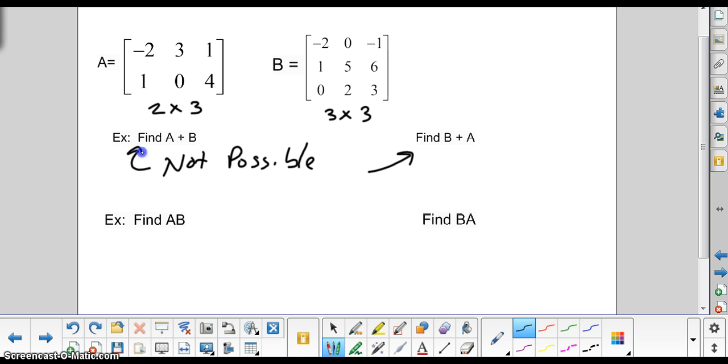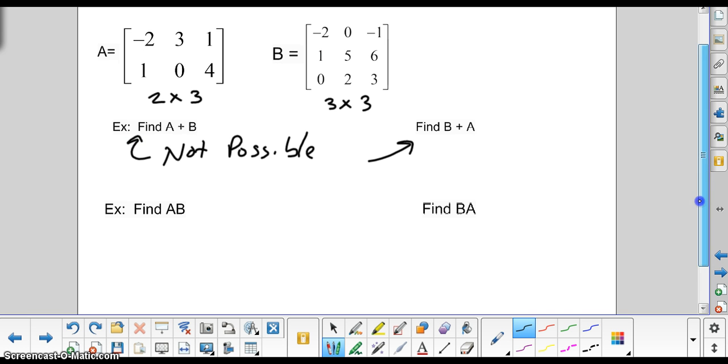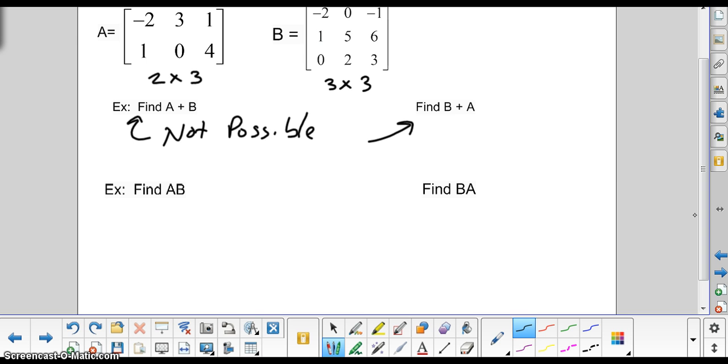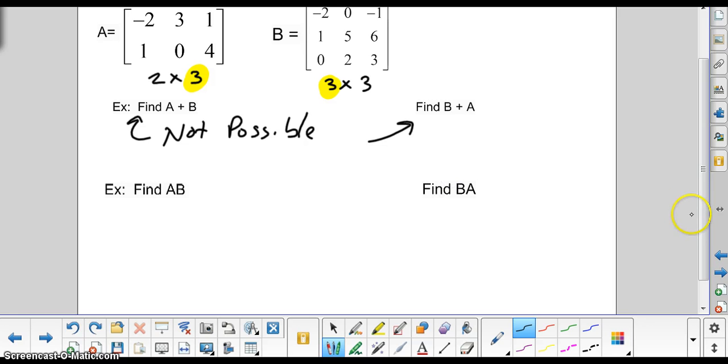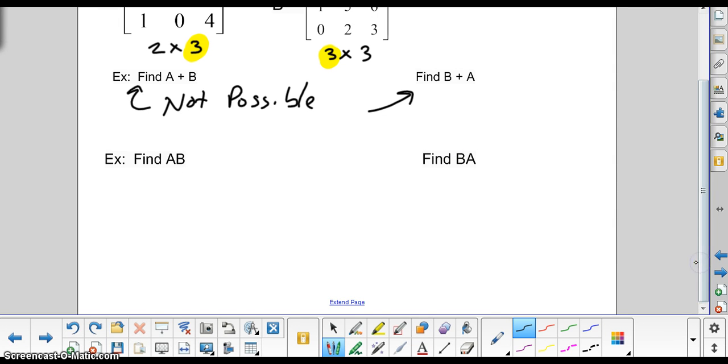Not possible. However, the multiplication, we can see right now that it is possible to do matrix A times matrix B. Matrix A has 3 columns. Matrix B has 3 rows. So I can perform this matrix multiplication. How big will my resulting matrix be? It should be a 2-row by 3-column matrix.